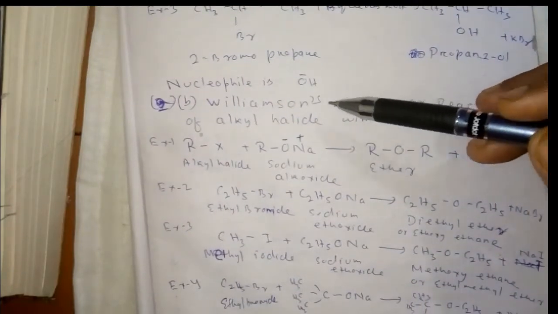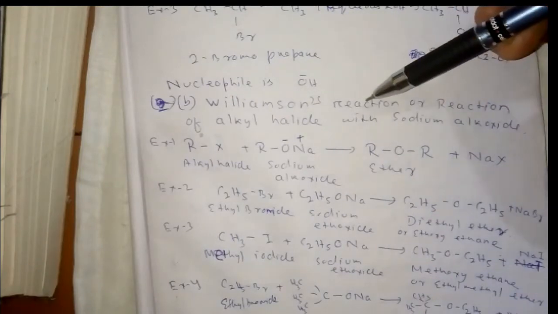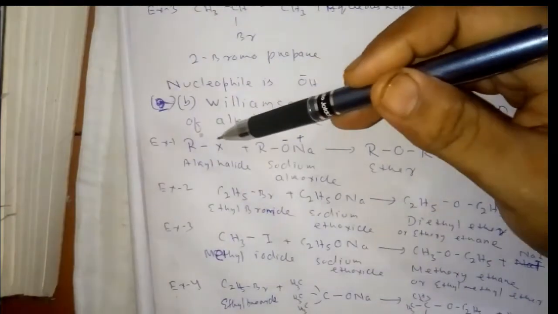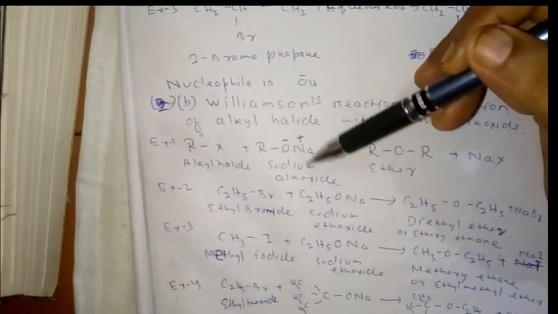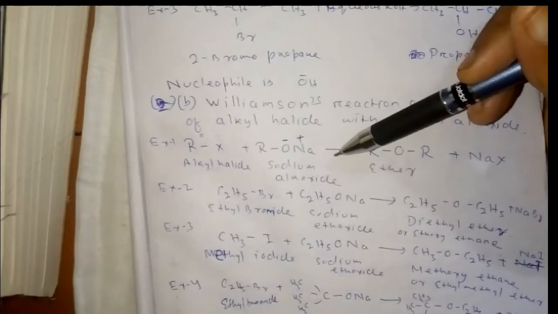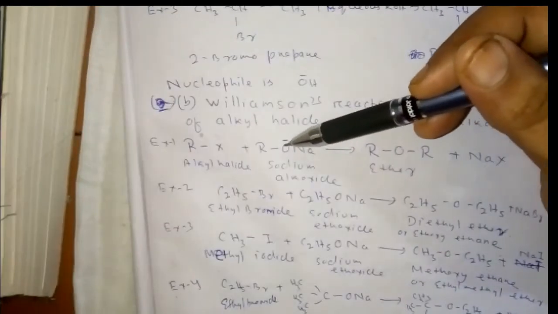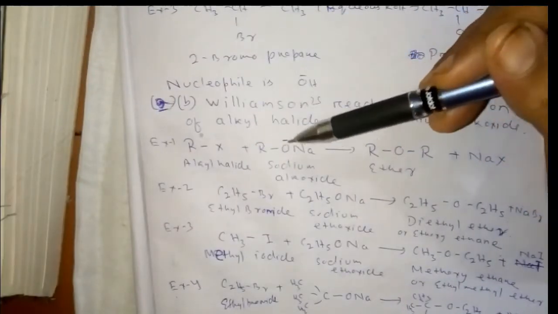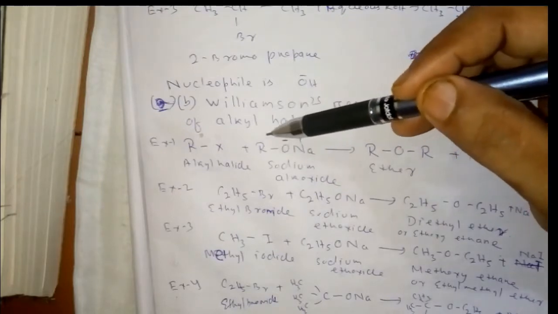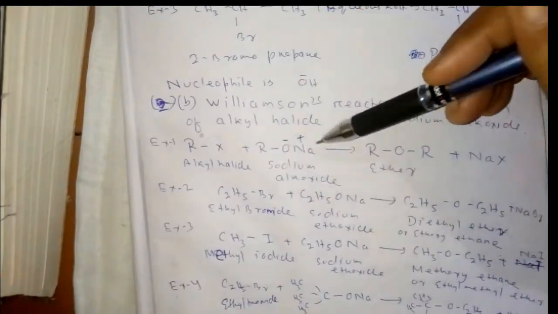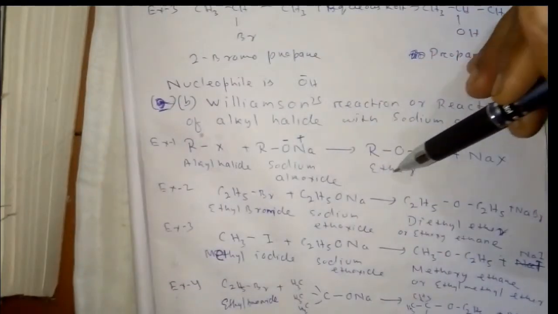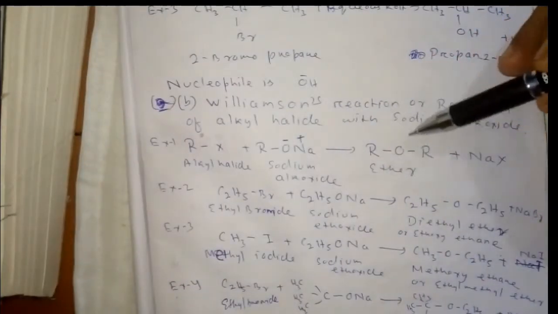Then we will go to the second reaction, that is Williamson's reaction, or reaction of alkyl halide with sodium alkoxide. Sodium alkoxide means RONa. RO minus is called alkoxide. This is the nucleophile. RX plus RONa, NaX will go out, and we get ROR. ROR is the general formula of ether.